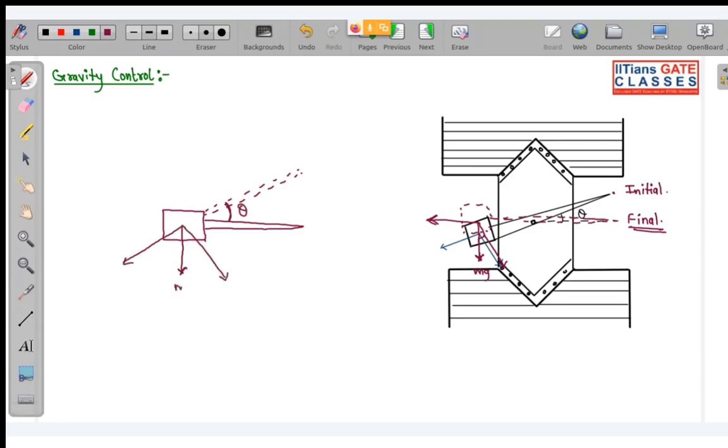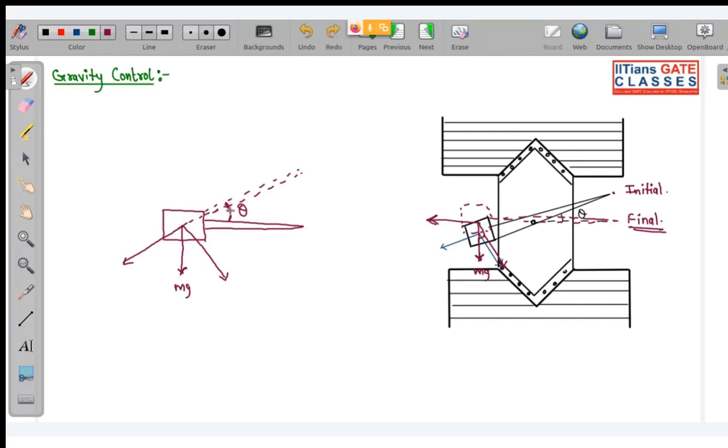Okay, let this be mg. So where is theta? Which is theta? I am just asking, where is angle theta? Here, here. Where is the angle theta? Can you tell me?